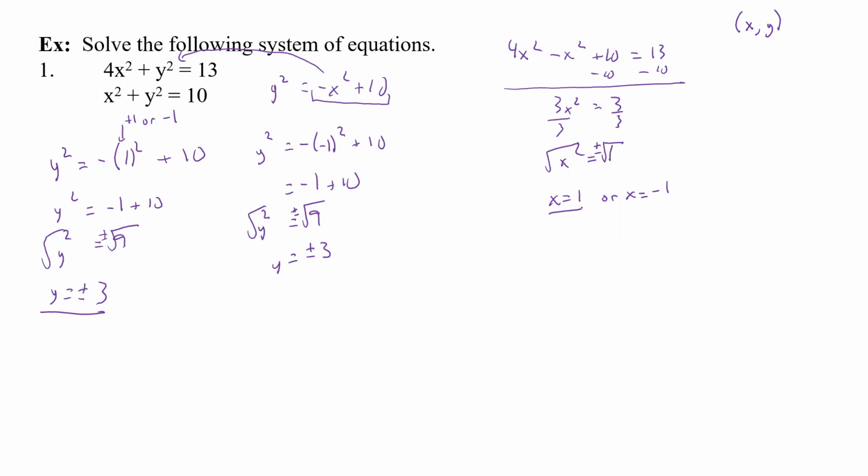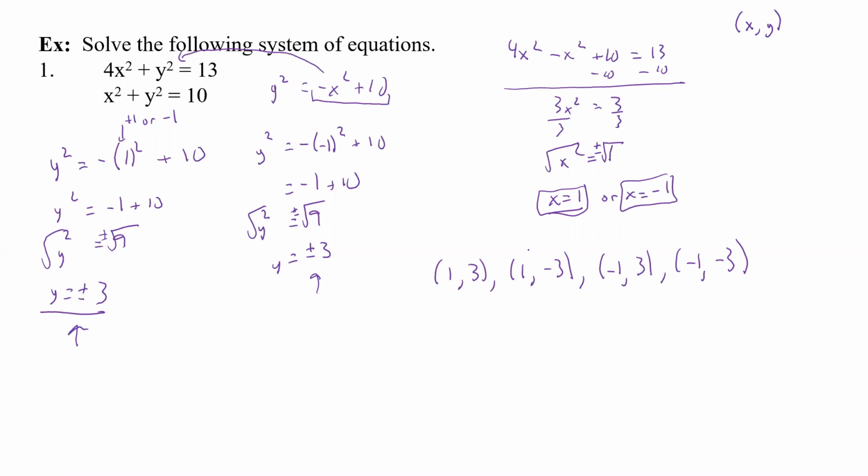So when we plug in 1, we can get two solutions. We plug in negative 1, we get two solutions. So if you think about that, that's going to give us 4 total solutions. And our solutions are going to be (1, 3), (1, minus 3), (minus 1, 3), and (minus 1, minus 3). So those are the 4 possible solutions. You would get 2 from this one, and we get 2 from this one, okay? And again, showing the check, you just plug all those in and make sure they all work.